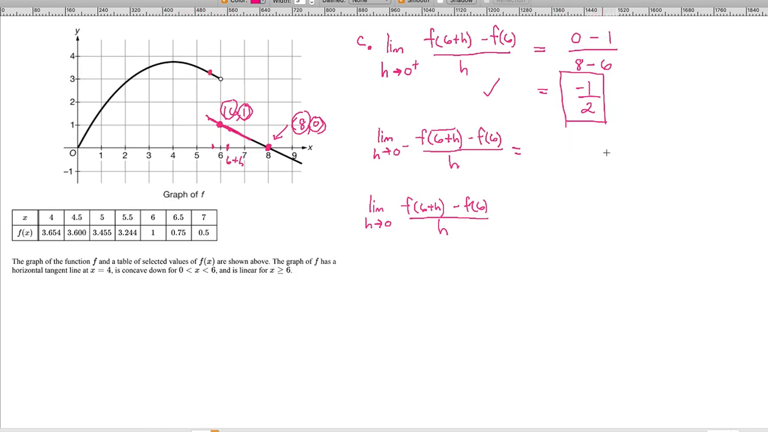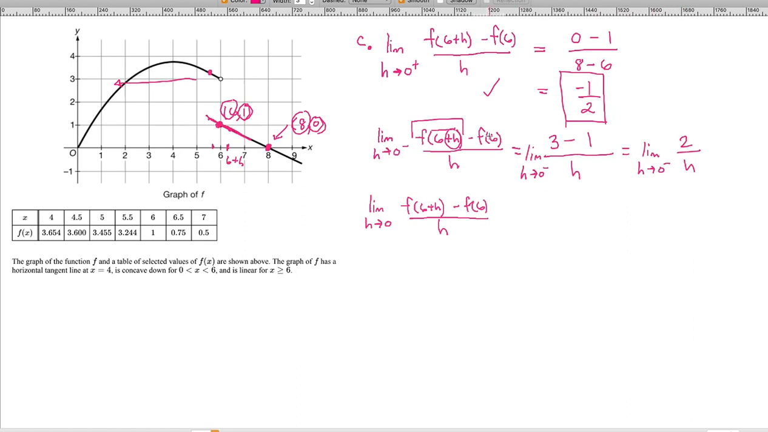And the difficulty with this one is that we have to see that as this value of h gets closer and closer to 0, this entire value of f of 6 plus h gets closer and closer to 3. Minus f of 6, I know f of 6 is just 1, and I can fill that in. So this is the limit as h goes to 0 from the left of 2 over h, the limit as h goes to 0.